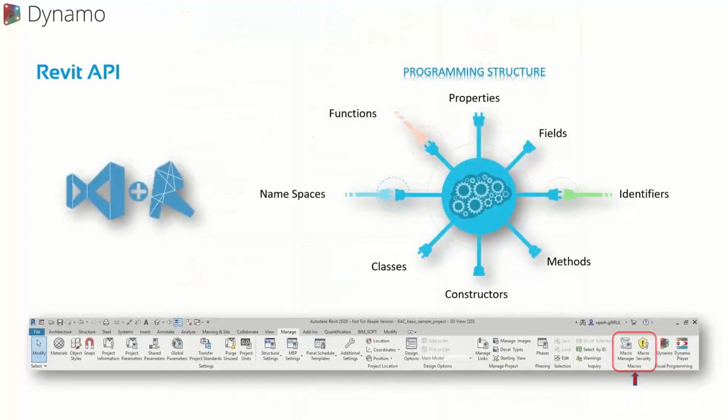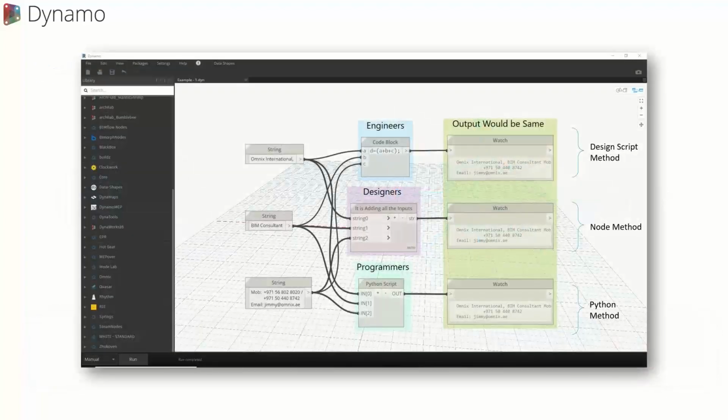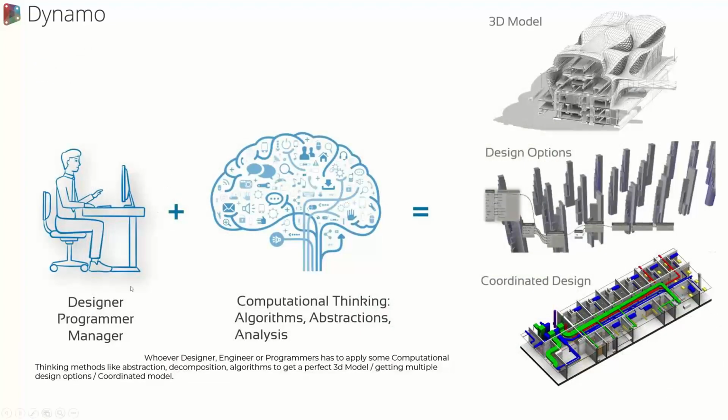So this is a programming structure. As of now, I can't explain it to you. We'll see that later. This I already explained. If you are a designer or a programmer or a manager, if you apply some sort of terminologies like computational thinking, algorithms, abstractions and analysis, there are many concepts. If you apply all this stuff, you can create a 3D model with multiple design options with a 100% coordinated design. That is a false statement, not possible at all. Don't expect a 100% coordinated design. Somehow the design you will be getting out.